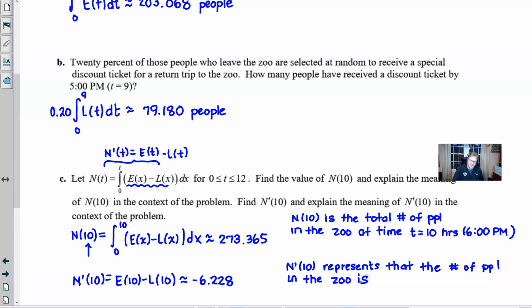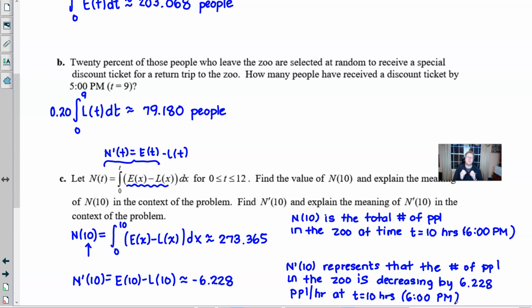is, would you say decreasing or increasing? I would certainly say decreasing because we have a negative value. And it's decreasing by approximately 6.228, and the units would be people per hour. When? At specifically time t equals 10 hours, which again is our 6 p.m. And that's a really good explanation.